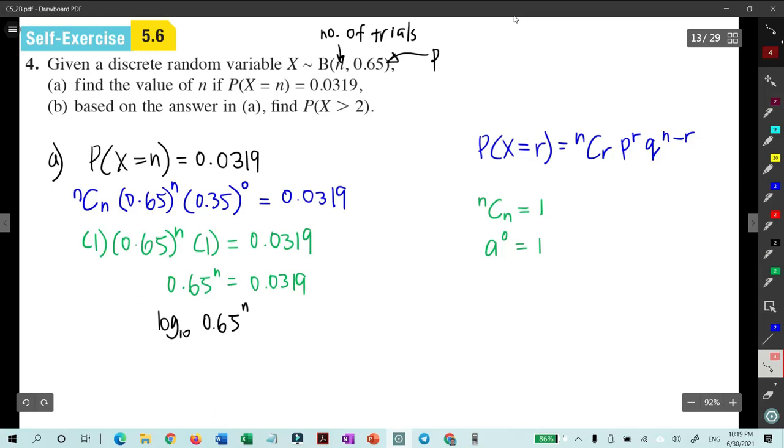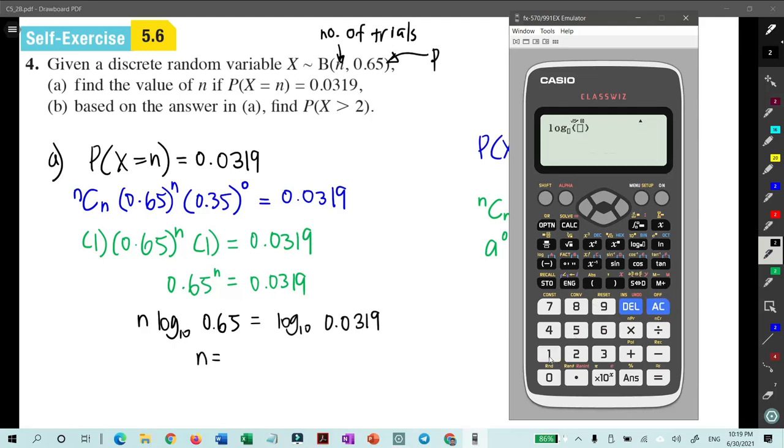So I'm going to transfer this n to the front. As a result, we will put the n here, and we equate it with log base 10 of 0.0319, and the value of n is equal to log base 10 of 0.0319 divided by log base 10 of 0.65. We press equals, and the value of n that we get here is 7.997.